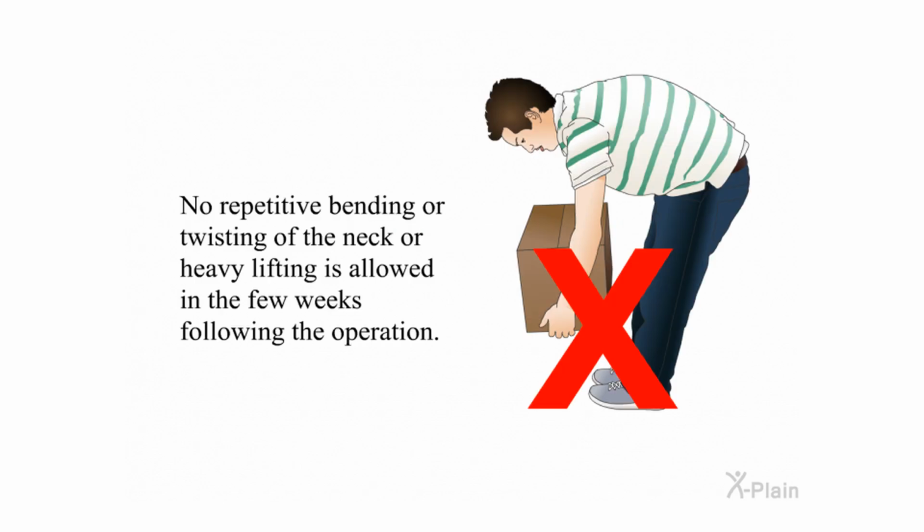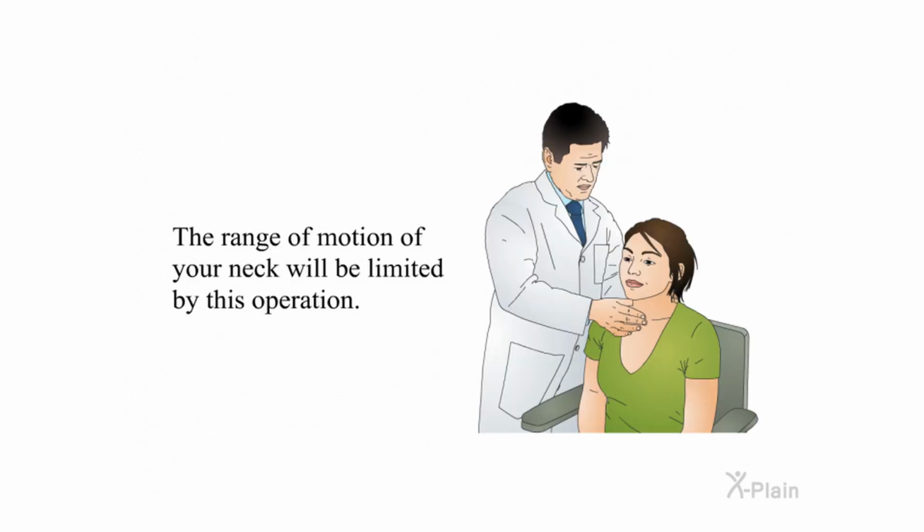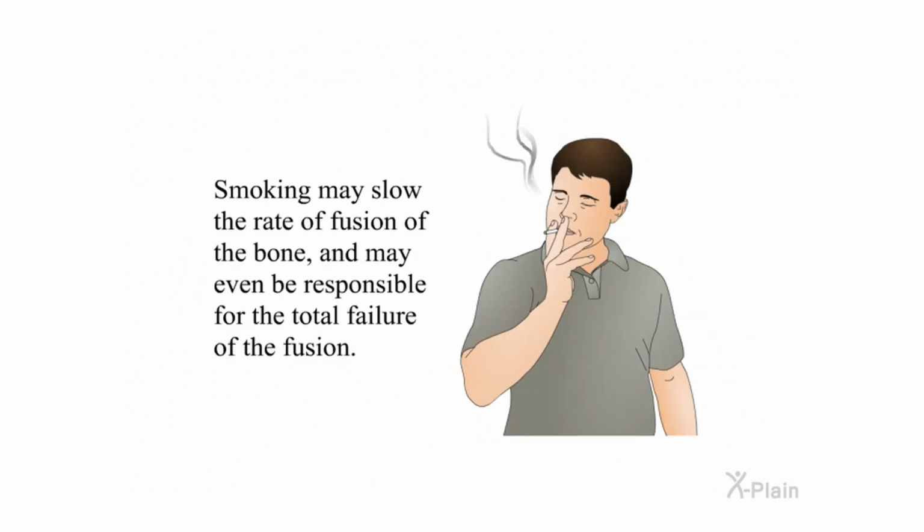After the surgery, no repetitive bending or twisting of the neck or heavy lifting is allowed in the few weeks following the operation. A cervical collar or other immobilization device may be used for a few weeks to a few months after the operation. The range of motion of your neck will be limited by this operation. Smoking may slow the rate of fusion of the bone and may even be responsible for the total failure of the fusion.